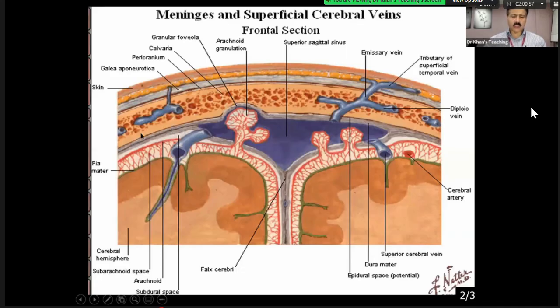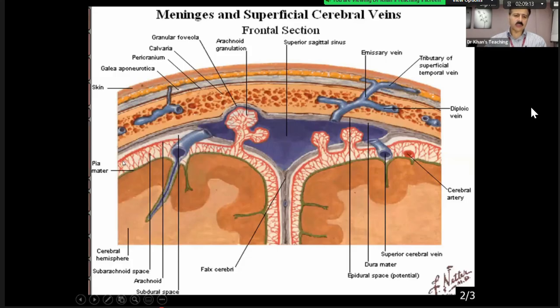Now, deep to the inner table of the skull is the dura mater. The dura mater has got two layers. The outer layer is adherent to the inner table. And this is the dural venous sinus. So with the superior sagittal sinus, the first layer is adherent to the inner table and the second layer goes around it, and it is in continuity with the other sided dura. So this becomes the falx.